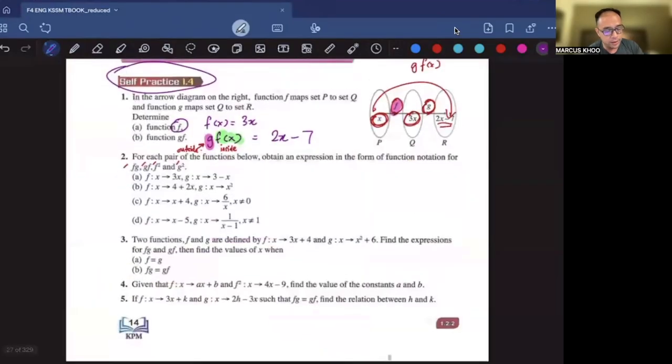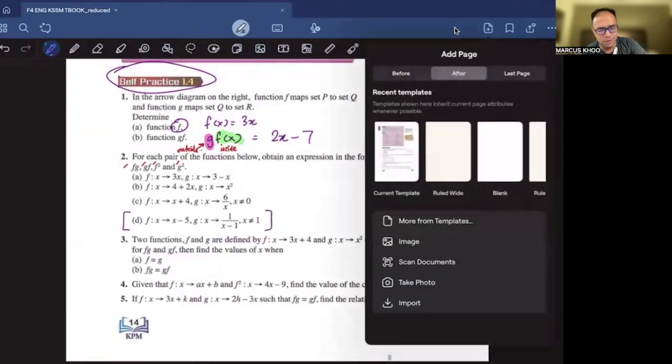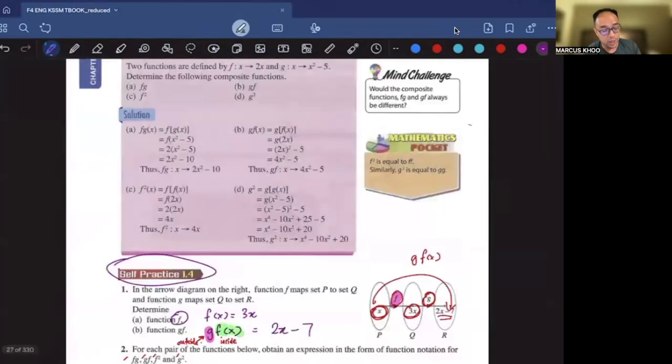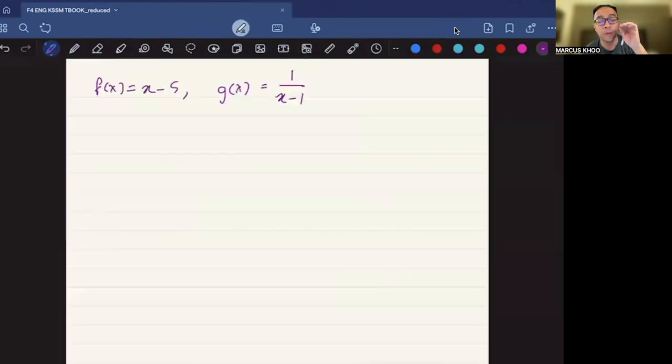Finally, the fourth one. f(x) is x minus 5 and g(x) is 1 over x minus 1. Oh no. No matter how complicated the equation is, and it's going to get complicated, always bear in mind what is the object of each function. So whatever the object is, if the object changes, it will also change in the function.